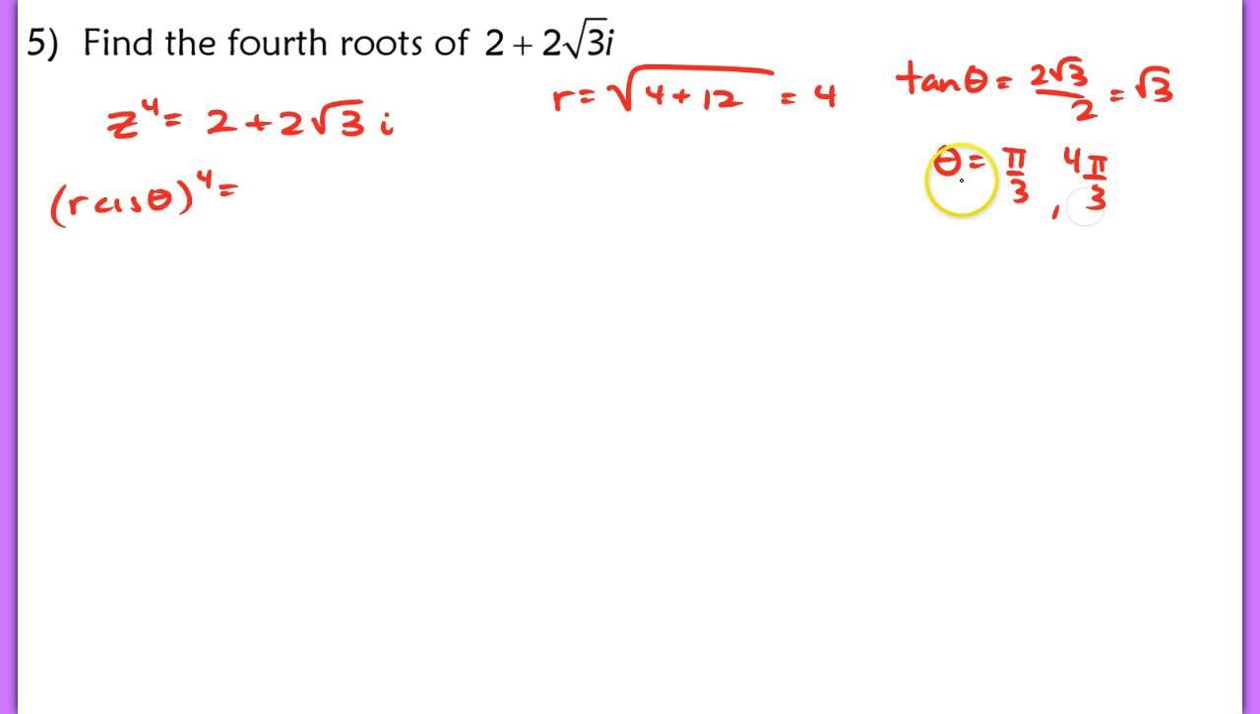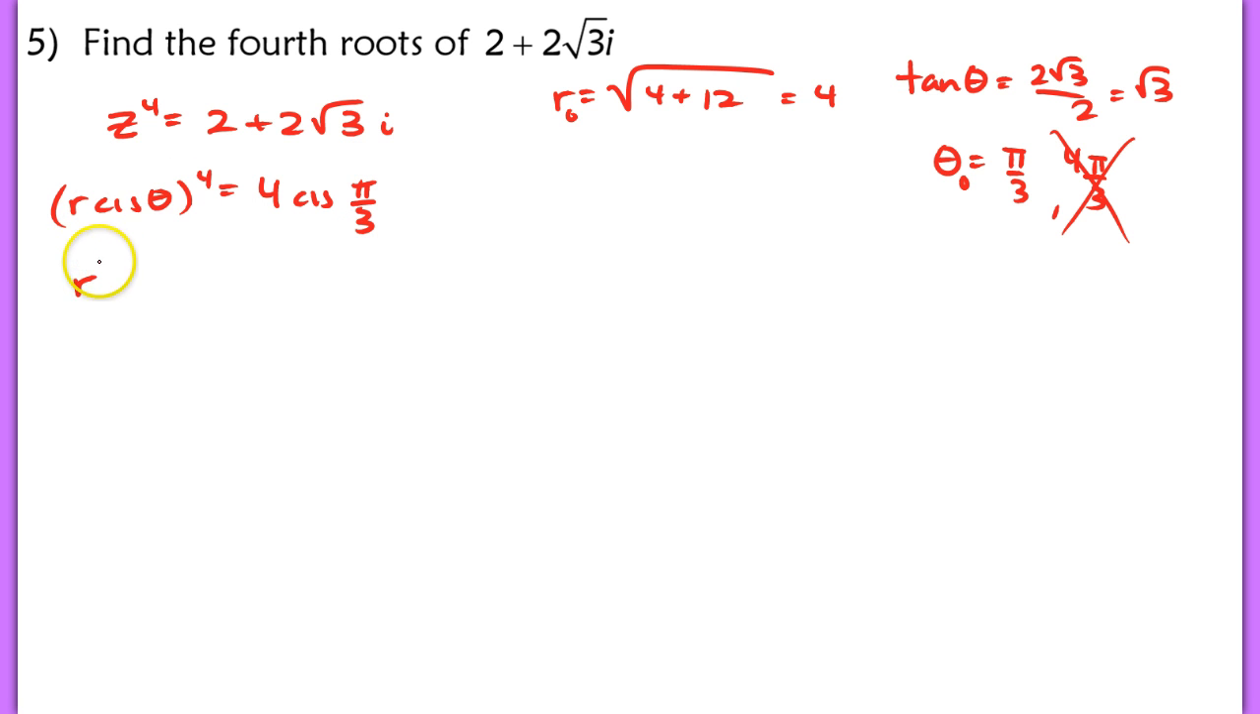And actually, I should be using theta sub 0 and r sub 0. Sorry about that. In this case, since 2 plus 2 root 3i is going to be found in the first quadrant, I don't want to use 4 pi over 3. So I'll use theta sub 0 as pi over 3. So if I want to rewrite 2 plus 2 root 3i in polar form, I write that as 4 cis pi over 3. All right, now I'm going to simplify that left-hand side.